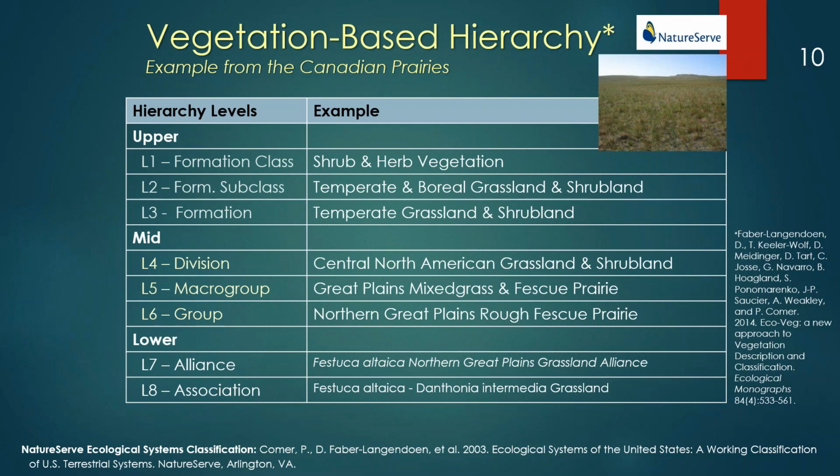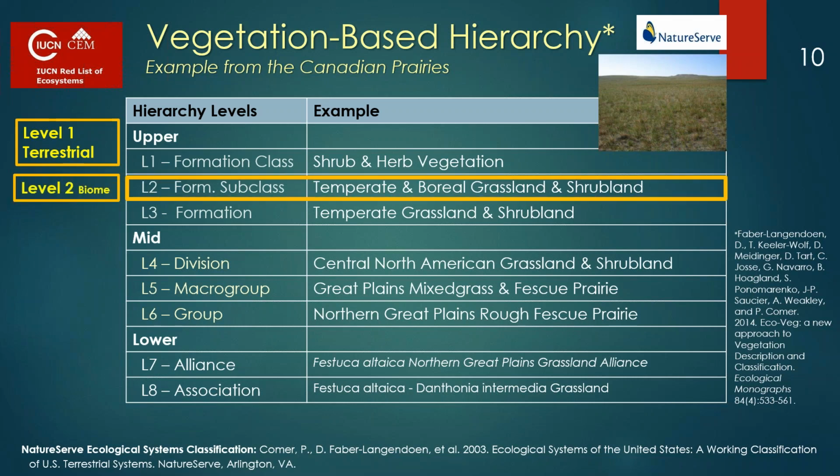The alliance level is bringing in more floristic detail to define component alliances and associations. So this is another way of thinking about that, bringing more detail into our characterization of vegetation. And let's say we could relate this to that broader IUCN framework. Let's say we're at level 1, we're dealing with terrestrial ecosystems here. The biome level of level 2 might roughly approximate what we're talking about at the subclass level of this hierarchy. Those ecosystem functional groups might roughly approximate the formation level of this hierarchy.